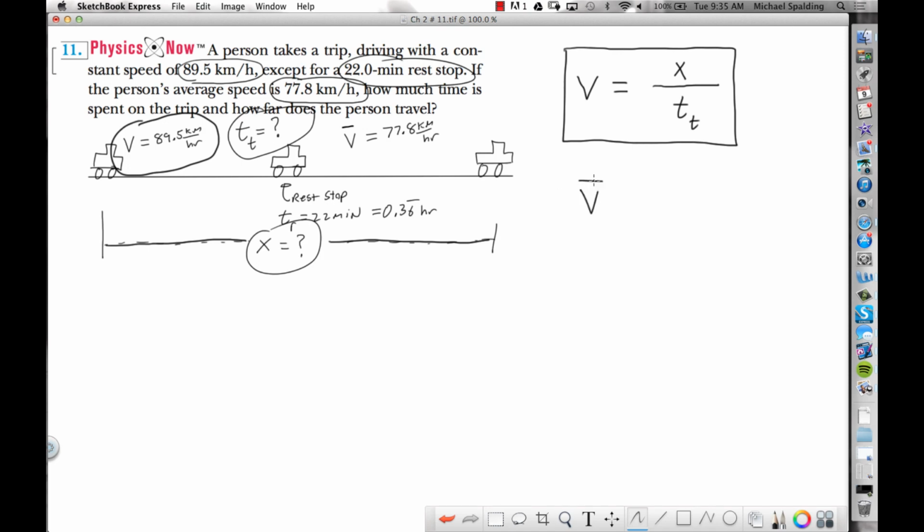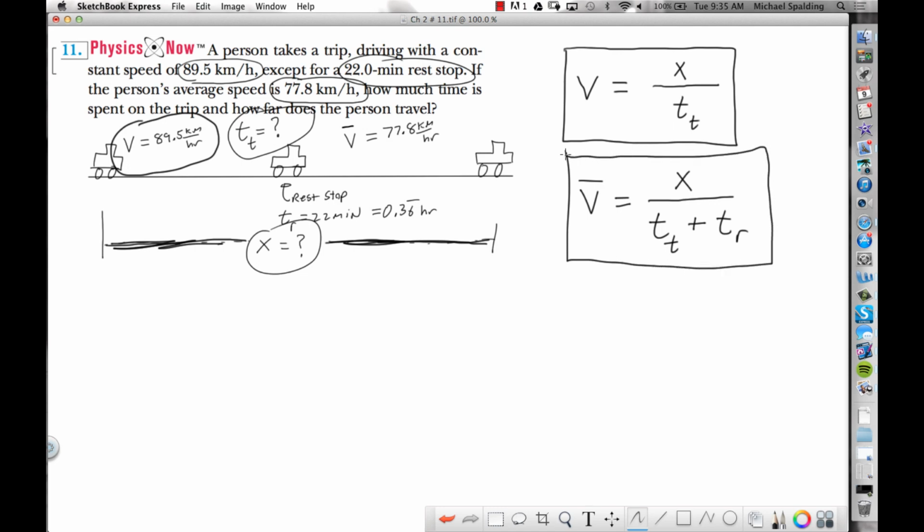Okay? Now, what could we say about the average velocity? So the line above the V indicates average. The average velocity, how would you calculate that? That's going to be, again, the total displacement, the total distance traveled, divided by the time of travel plus the time of rest. It includes the rest time. Getting these two equations is like the hardest part of the problem: coming up with equations to explain the situation. Okay, so any questions on those equations?